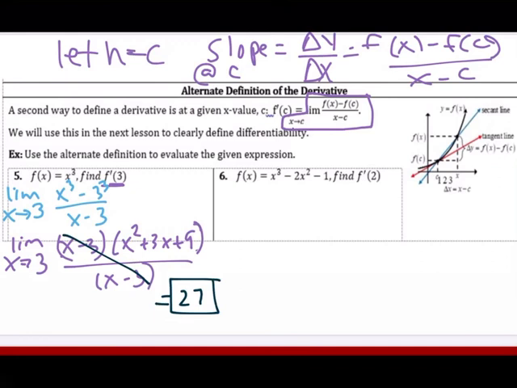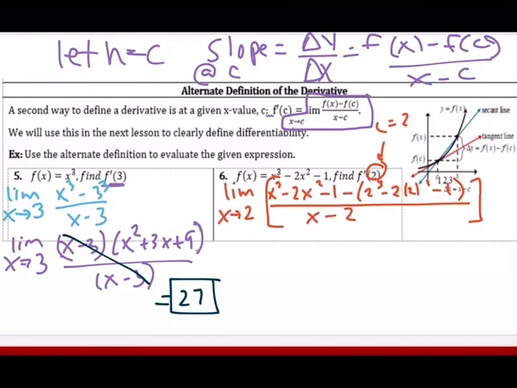9 plus 9 plus 3. Whoopsie, that should be a 9. 9 plus 9 plus 9. Let's make sure we factor correctly. All right, go ahead and pause and try and work through number 6, our last problem for the day.